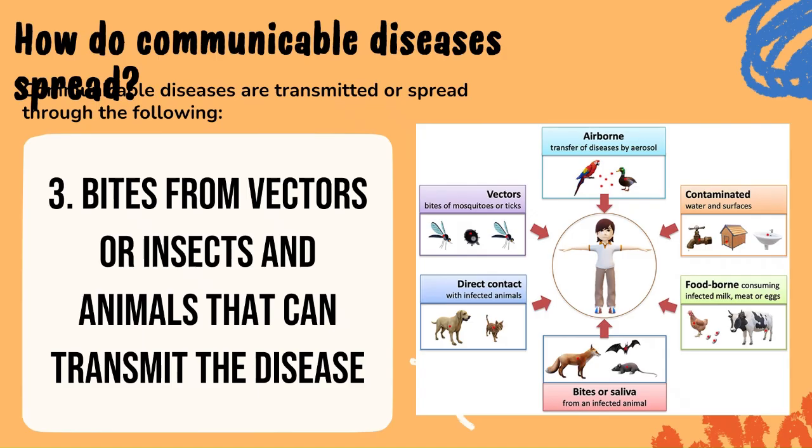Number 3, communicable diseases can also spread through bites from vectors, which are insects or animals that can transmit the disease. Some diseases are spread by vectors, which are insects or animals that carry germs. When they bite humans, the germs enter the body and cause illness. For example, dengue fever is spread by mosquitoes, malaria is spread by Anopheles mosquitoes, and rabies is spread through the bite or saliva of an infected dog or animal.